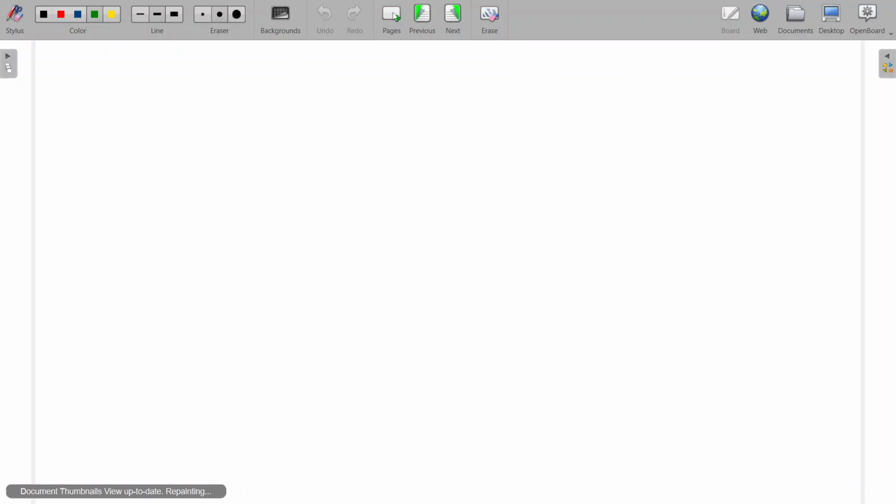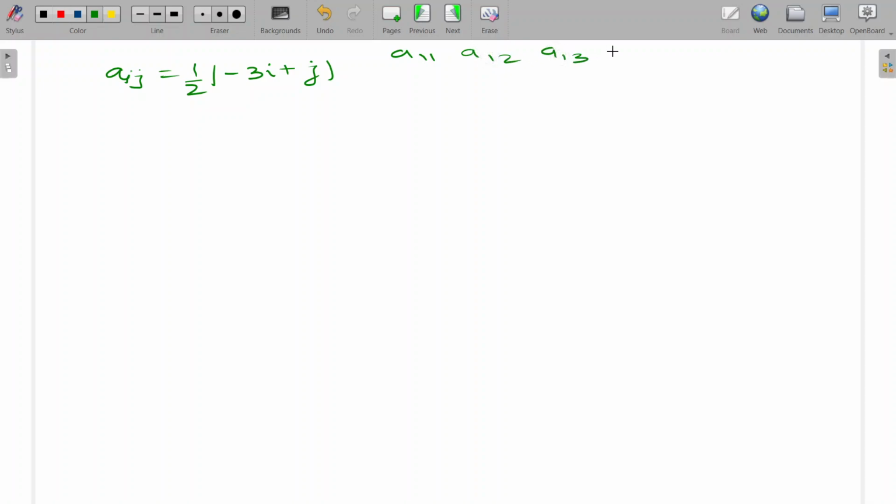Let's add the next page. So now Aij was, I will just write Aij once. Aij was half of the mod of minus 3i plus j. We have already taken A11, A12, A13, A14. Now I'm taking A21. So A21 is half of the mod of minus 3 into 2 plus 1, which is half of minus 6 plus 1, is minus 5, which is equal to 5 by 2.